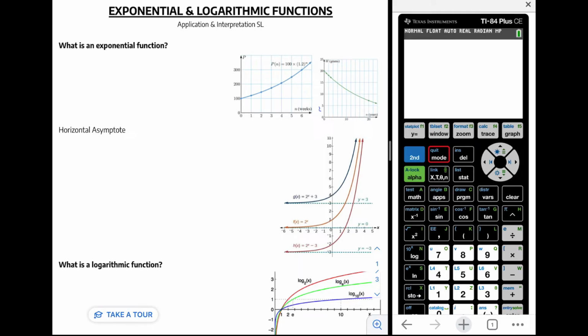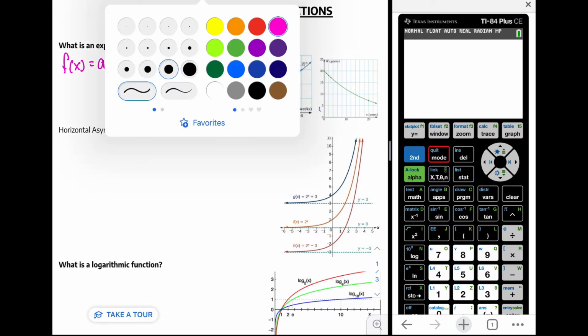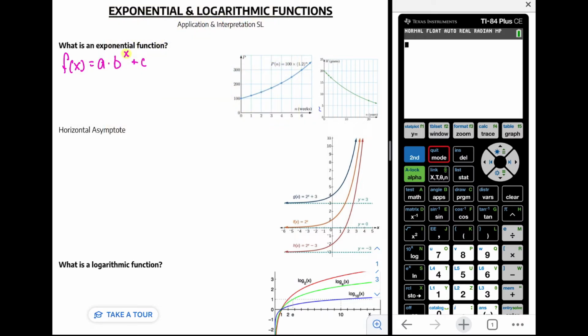In this video, we're going to talk about exponential and logarithmic functions. First, let's talk about what an exponential function is. An exponential function is a function of the form f of x is equal to a certain number times a base, and then it's raised to the exponent. So the exponent is always x, and then we could add another number. What's important to realize is that with exponential functions, the exponent is where you'll always find the x.